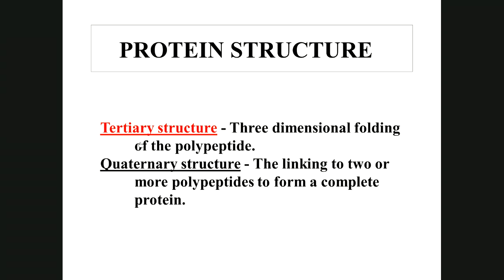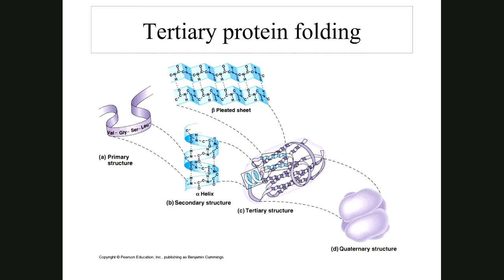The tertiary structure, three-dimensional folding of the polypeptide. Okay, the tertiary structure is going to be a combination of primary and secondary structures. So it's going to be going all over the place. See, primary and secondaries together. Here's your tertiary structure right here. So it's a tertiary structure made of primary and secondary structures, and it has a particular shape.